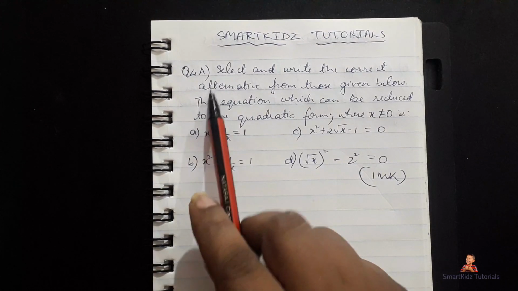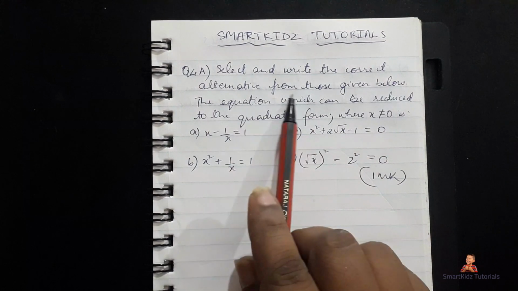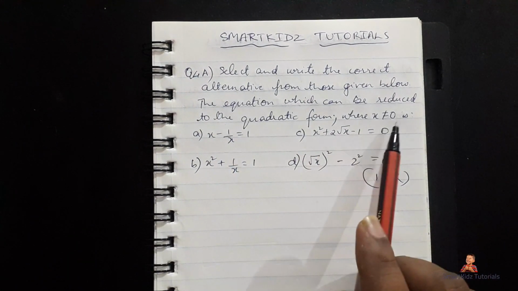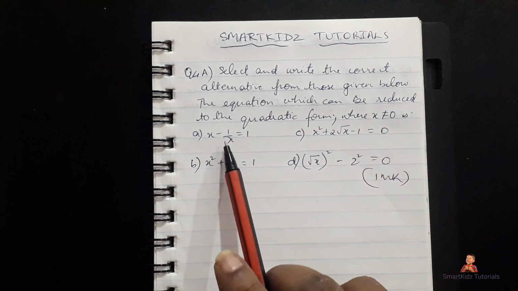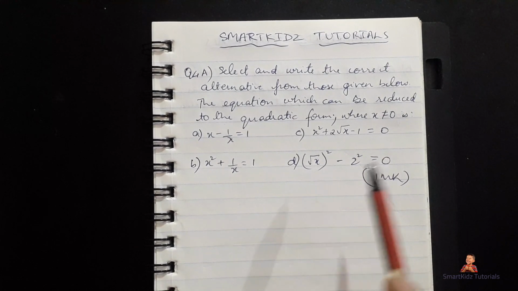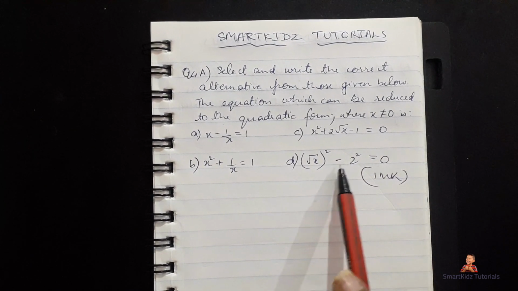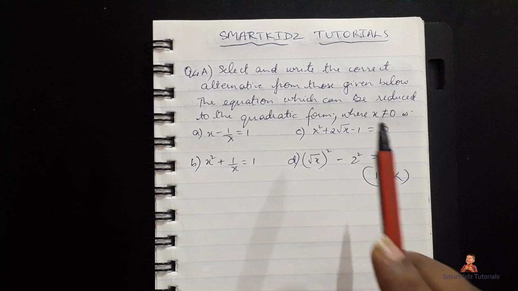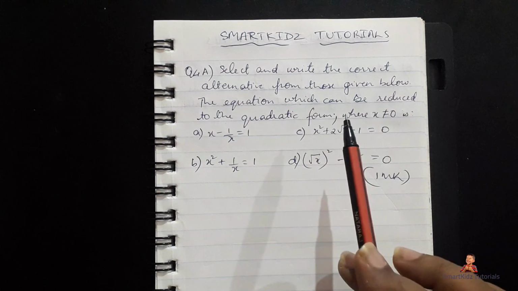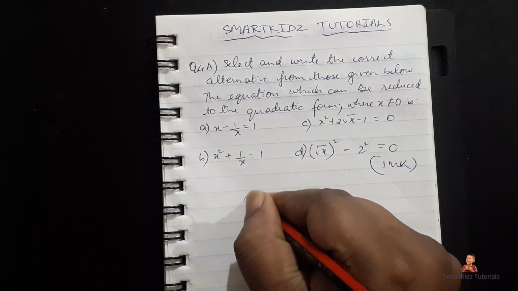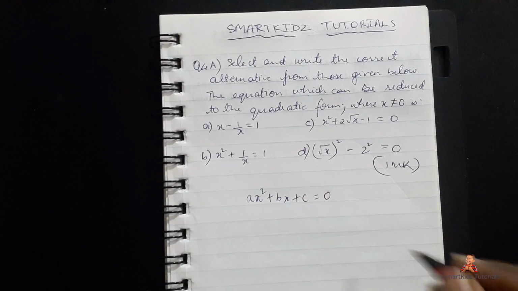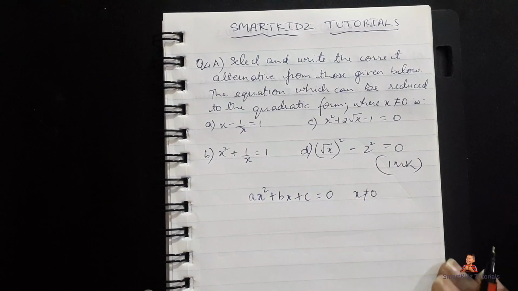Coming to question 4a, select and write the correct alternative from those given below. The equation which can be reduced to the quadratic form where x is not equal to 0 is, the choices are given A, B, C, D. We'll go through individual choices and we'll start from the last one first. Here remember, we are told the equation which can be reduced to the quadratic form. The quadratic form is what? The general form is ax square plus bx plus c equal to 0, where x is not equal to 0.